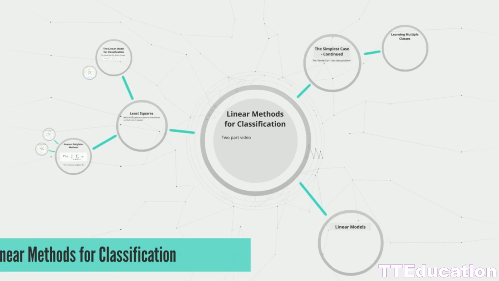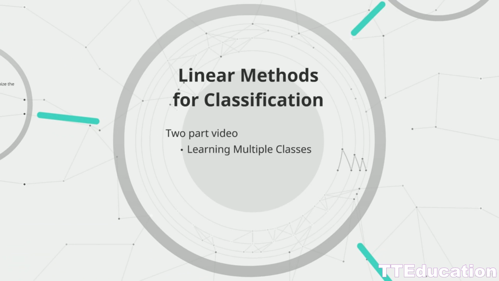So let's get started. This is going to be a 2-part video, and again, the first one is going to expand our simplest case and talk about learning multiple classes. So what do we do when we have more than just family cars in our example from video 1? The second part is going to talk about linear models. Least squares and nearest neighbors are going to be our methods for solving those linear models, and these are what are actually going to be used to solve these classification problems. These are the linear methods that we are going to talk about.